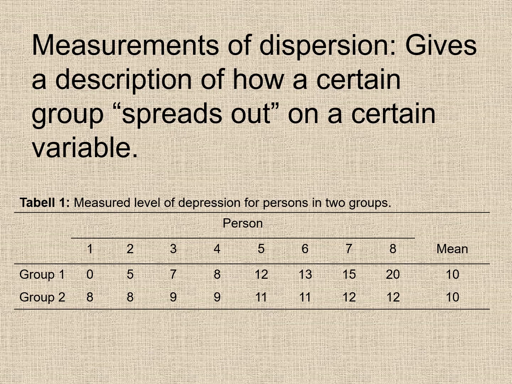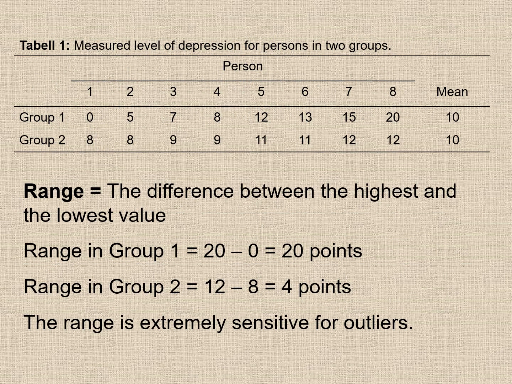But that we would not know if we only knew that the mean is 10 in both groups. So in order to give a fuller picture of how it looks like in a certain group of individuals on a certain variable, we quite often calculate measurement of dispersion besides measurement of central tendency. And we're going to have a look at two of them, range and standard deviation. Range is one measurement of dispersion, and it equals the difference between the highest and the lowest value. So it's a quite crude measurement of dispersion.